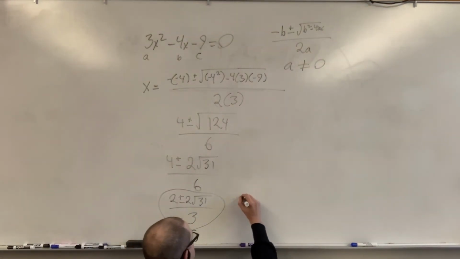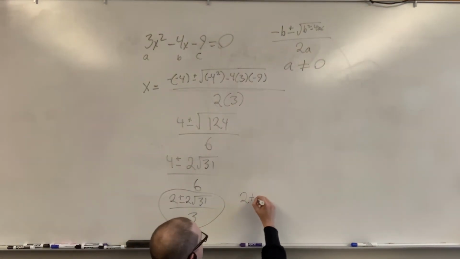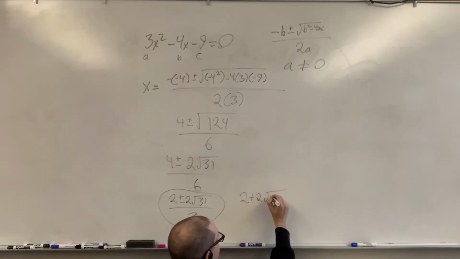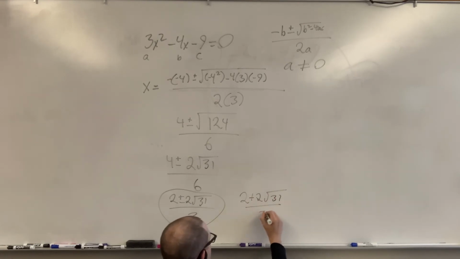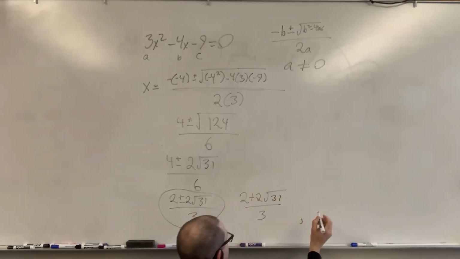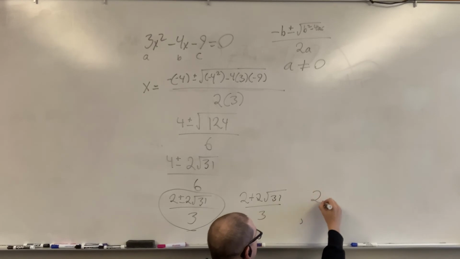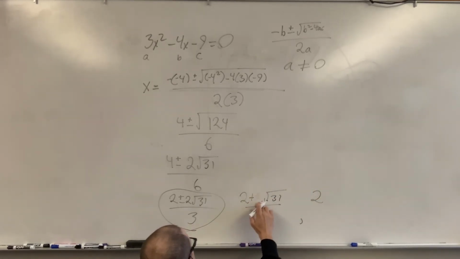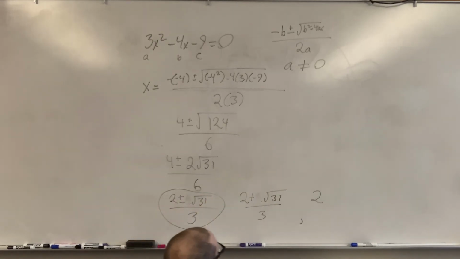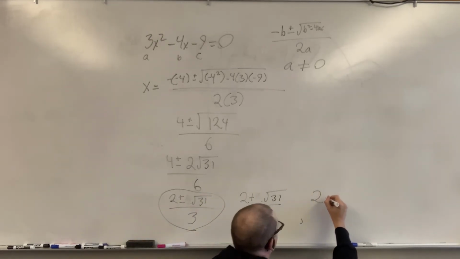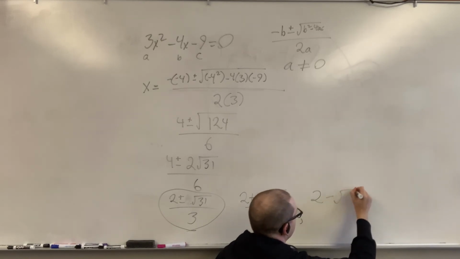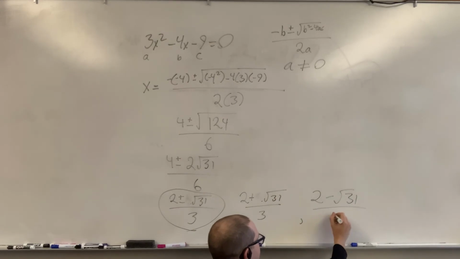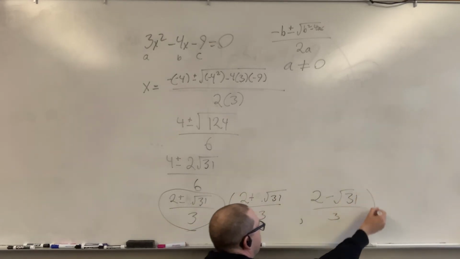One answer will be 2 plus the square root of 31 over 3. Oh, excuse me, I should have divided all that by 2. That 2 went away, by the way, when we divided them. And then the other one would be 2 minus the square root of 31, all over 3.